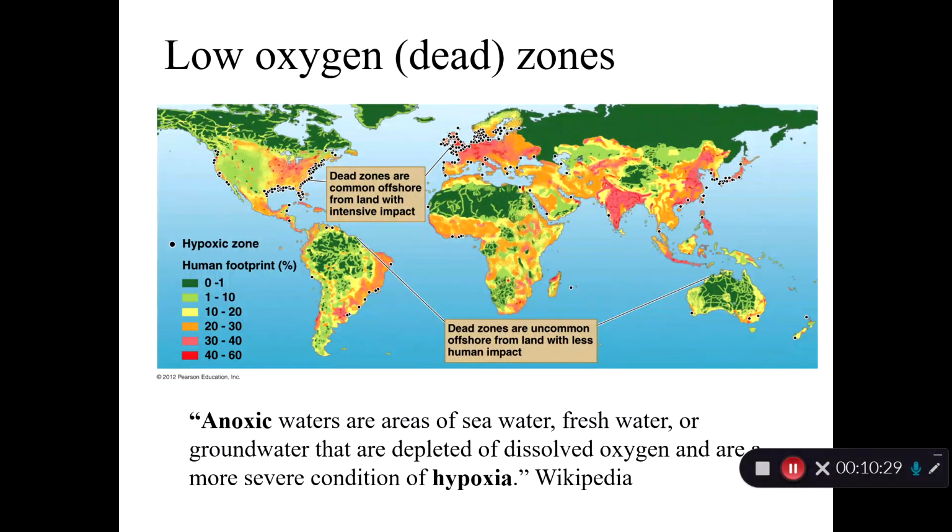These are what are called the dead zones. It's a little bit of a misnomer because it's not as if things aren't living there, but the things we like don't do very well there, right? Like our beautiful fish and our shrimp don't do very well there. So we think of them as, or we call them, dead zones.